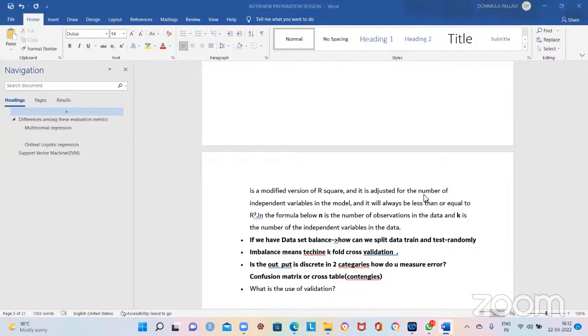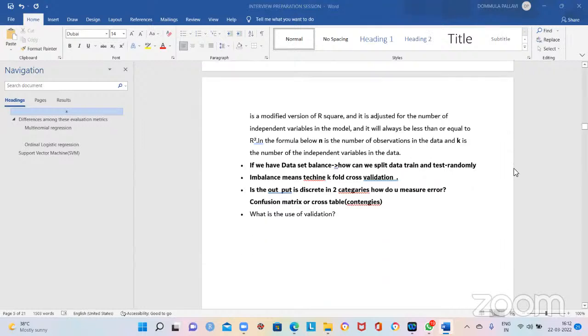If we have an imbalanced data set, how can we split data into train and test randomly? These are the questions you can mention in live chat. If the output is discrete in two categories, how can you measure error? Confusion matrix or cross table? And coming to the next one, what is the use of validation?